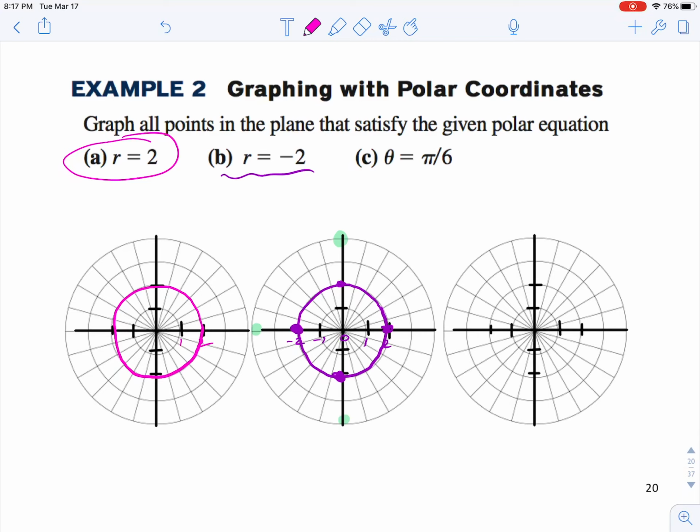And what about theta equals a number? Well, theta equals pi over 6. This would be 1 comma pi over 6. This will be 2 comma pi over 6. This would be 3 comma pi over 6, 4 comma pi over 6, 0 comma pi over 6 will be there, and then -1 comma pi over 6. If you're getting the idea here, in fact, it makes a straight line.